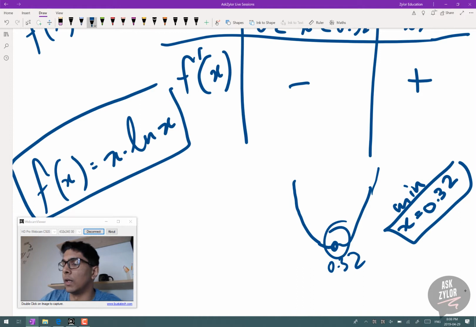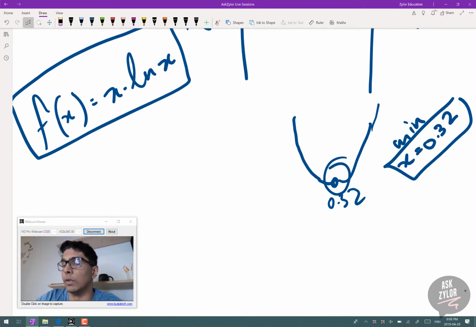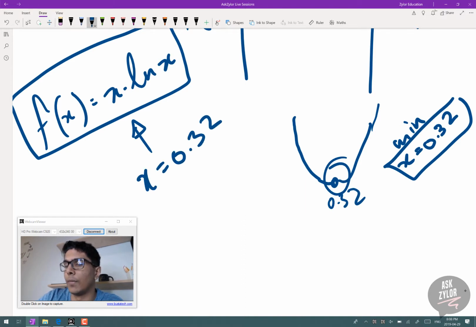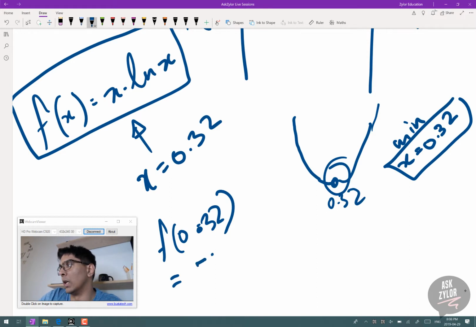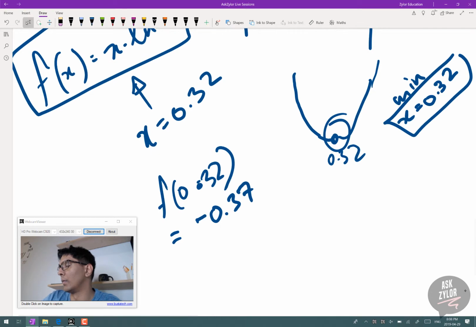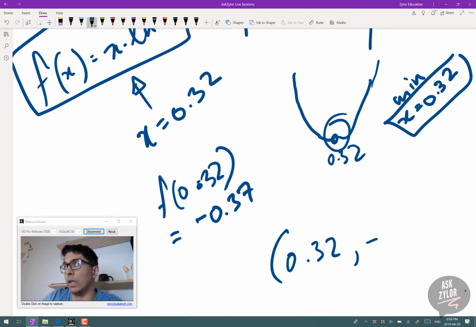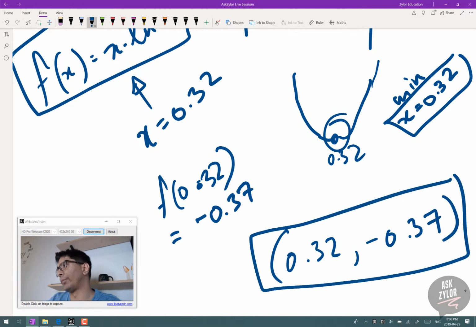Right, so if I plug 0.32 back into my original function, my x is equal to 0.32, I can find the exact coordinate. So f of 0.32 is going to equal negative 0.37. Right. So my coordinate would be 0.32 and negative 0.37. So this is my minimum point.